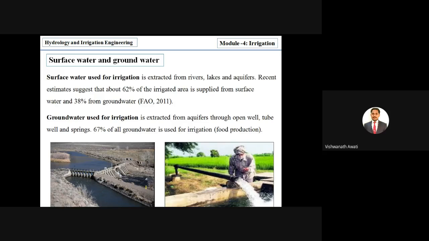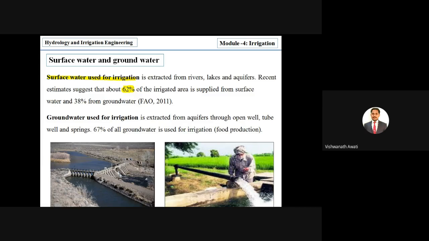First, surface and groundwater, right? Here we have to understand the source of water for irrigation. So we have surface water and groundwater. If I consider surface water used for irrigation, it is almost 62% of irrigation water. We know what we mean by irrigation. Irrigation is the artificial supply of water to the crop. In that irrigation, almost 62% of the area is supplied by surface water irrigation.